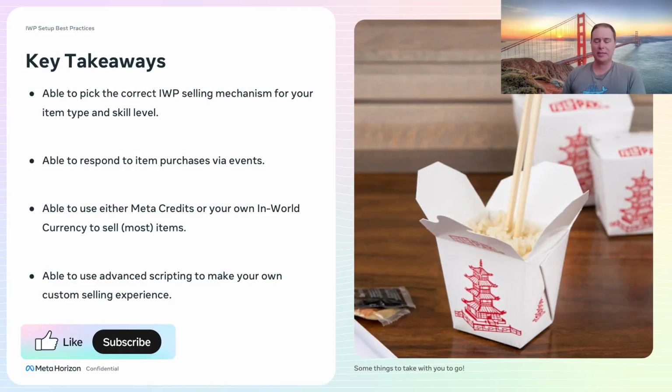There's a lot of information in this talk, but I hope you'll be able to pick the correct selling mechanism for your type of item and the skill level you have, especially around TypeScript. You should be able to learn how to respond to item purchases via events. You should be able to sell things either using meta credits or your own in-world currency for most things.